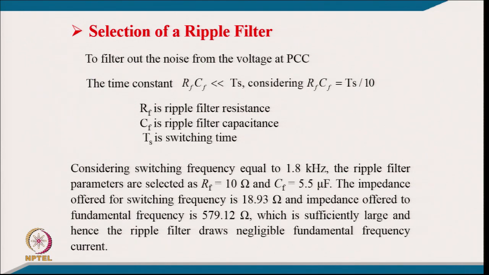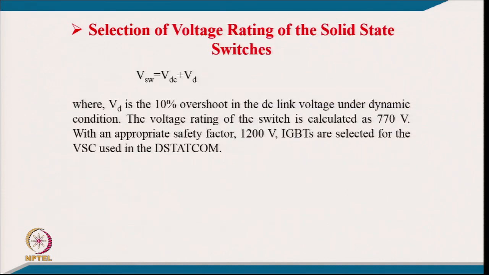and CF equal to 5.5, and the impedance offered at switching frequency is 18.92 ohm, and the impedance offered at fundamental frequency is 579.12, which is sufficiently large. Hence the ripple filter draws negligible fundamental current, and certainly the losses in the ripple filter are also quite low. Your high frequency current also will be quite low.